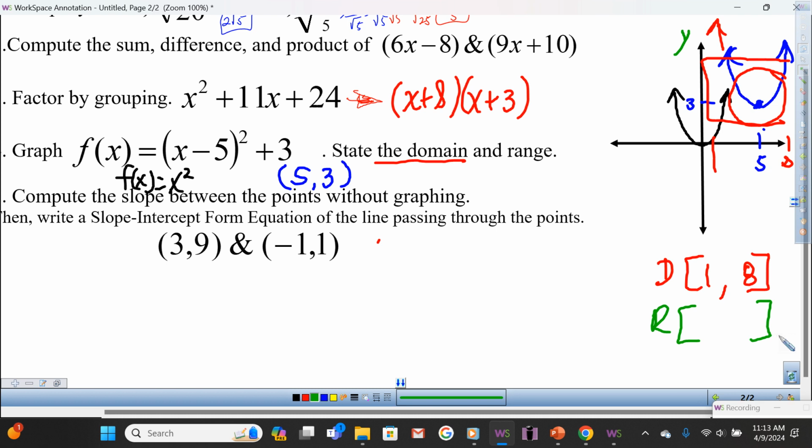Anthony D. Between what numbers for the range? 1 and 6. So 1 is about right here. 6 is about right here. So yeah, that window will give us that same section. That is correct.